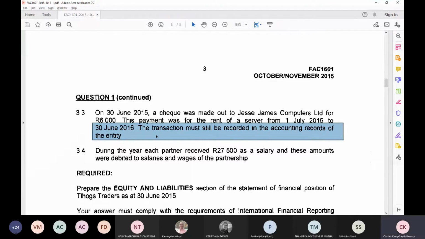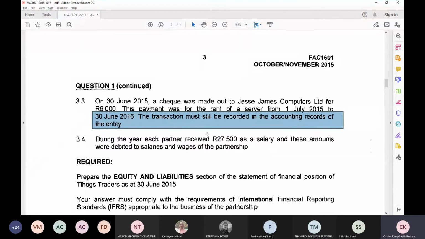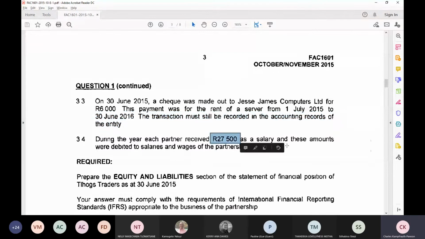Okay, 3.4. During the year, each partner received 27,500 as a salary, and these amounts were debited to salaries and wages. Is there anything wrong with that sentence? Yes.